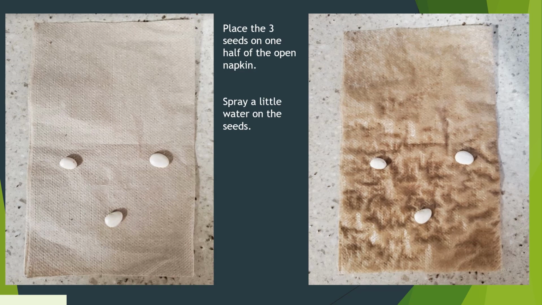Place the 3 seeds on 1/2 of the open napkin. So your napkin was folded in half. I want you to unfold it. I want you to put the seeds similarly to how I did it, because we want them separate from each other to have their own little space on the napkin. Then, like in the other picture, I want you to spray a little water on the seeds. You don't want to put so much that the napkin falls apart.